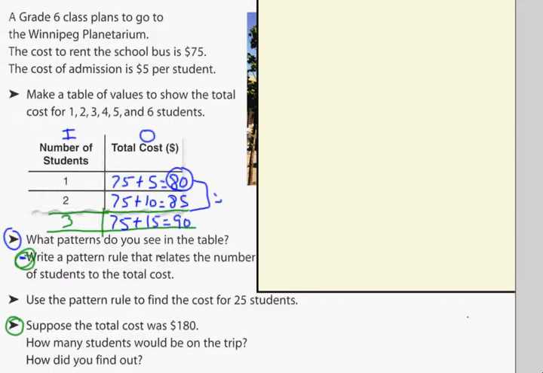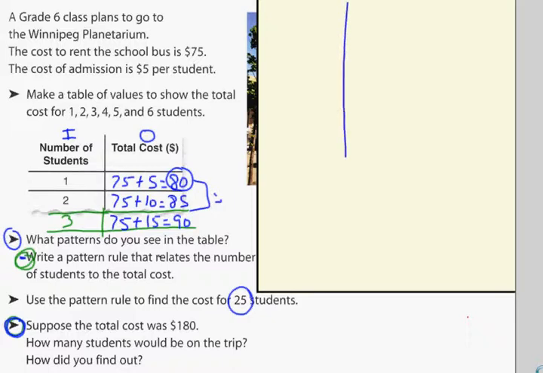Alright, so we're going to try and find out this last question right here. Suppose the total cost was $180. How many students would be on the trip? Well, remember, we did figure out the cost for 25 students. We just did that, didn't we? So here's a simple way to do it.